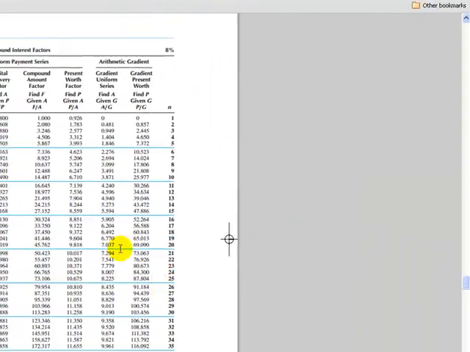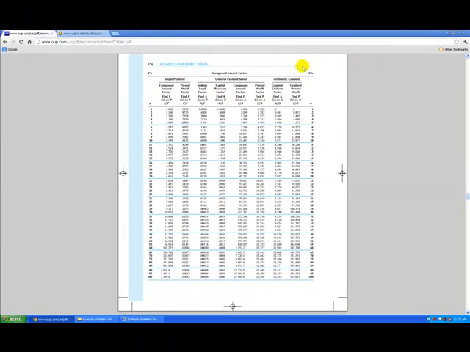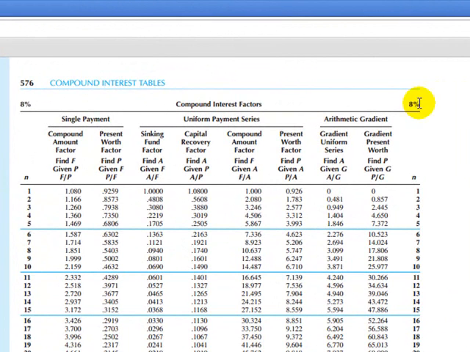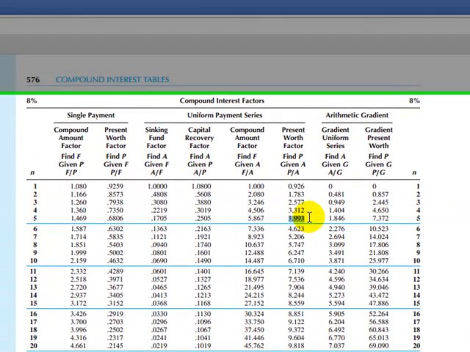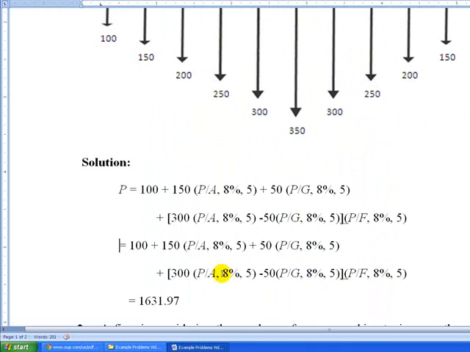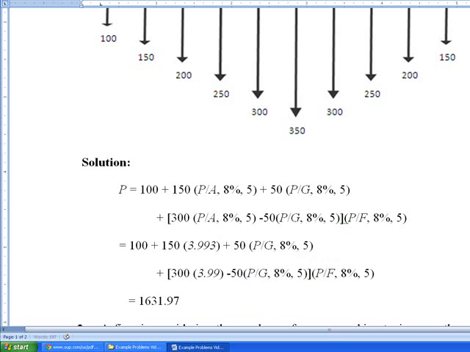So here we go. We have the 8% interest rate table, and we are looking at the row where n is 5. In that particular row, the P given A value is 3.993. P given A, right? 3.993. So we write that value here, 3.993. Here also the same value goes, P given A, 3.993.